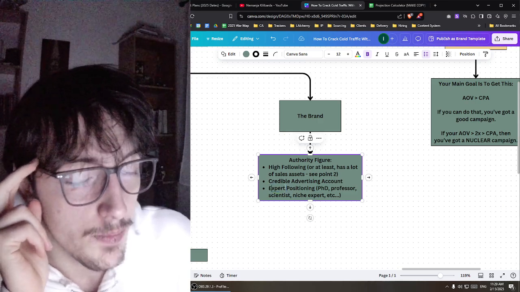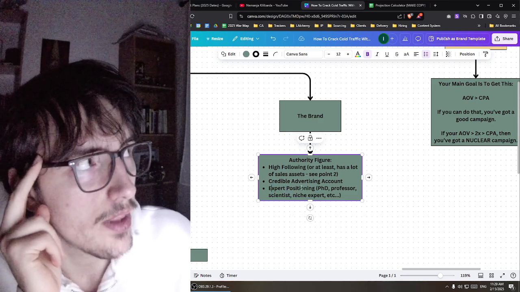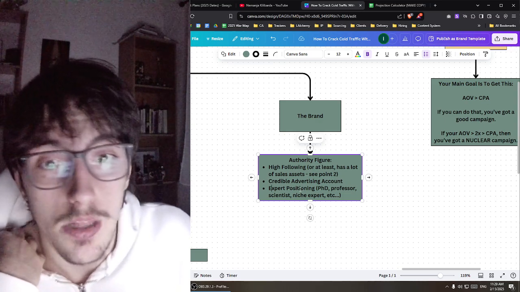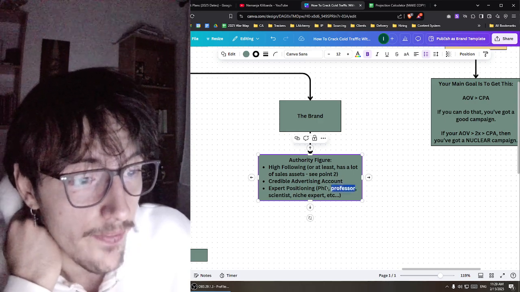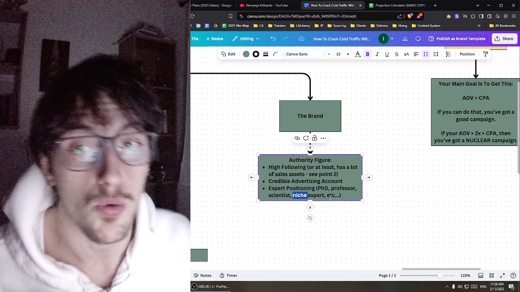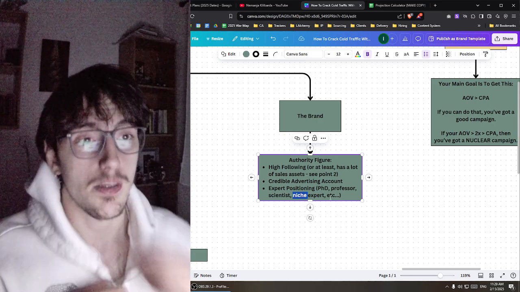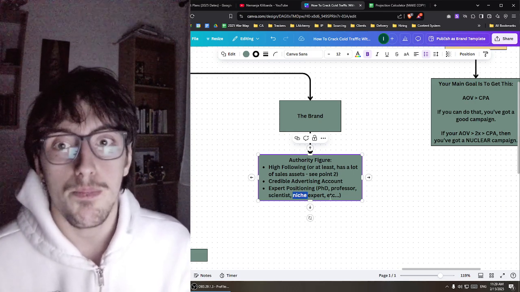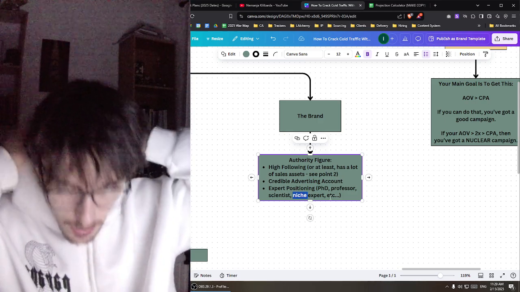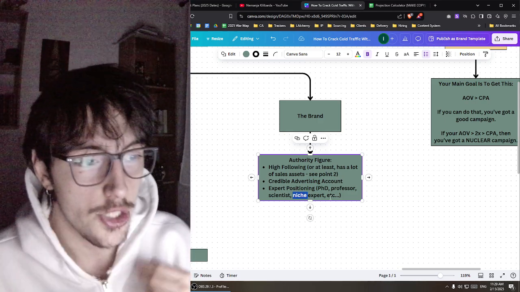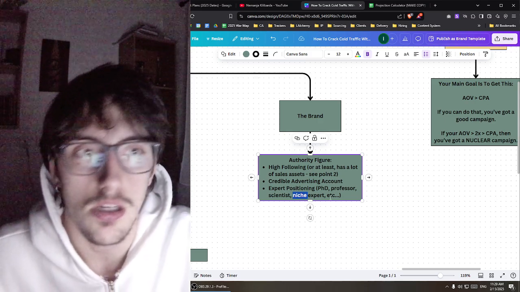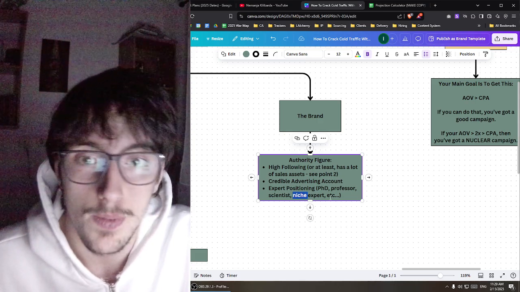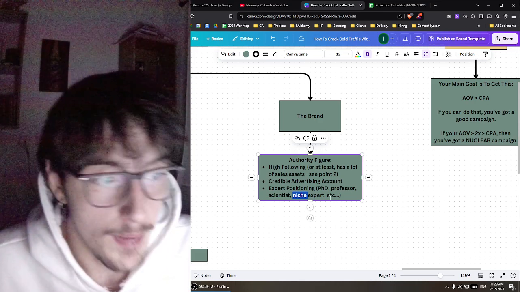You also want expert positioning. The authority figure that you run behind your campaigns, you want it to be a celebrity, a PhD, a professor, scientist, niche expert, or something of the sorts. Just throwing ideas out there, like a professor from Harvard, a PhD, some NASA scientist. Whoever you can get to endorse your brand, the better, because people trust those people, and it's just massive credibility for you.